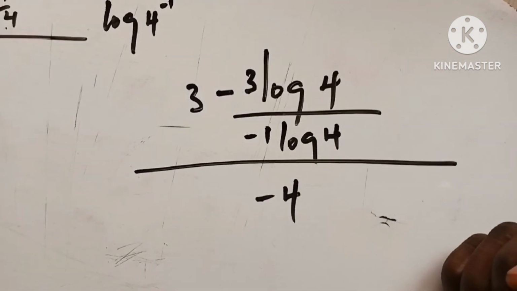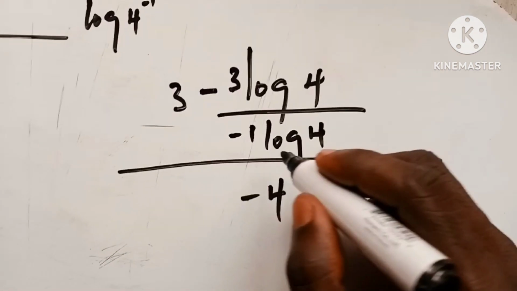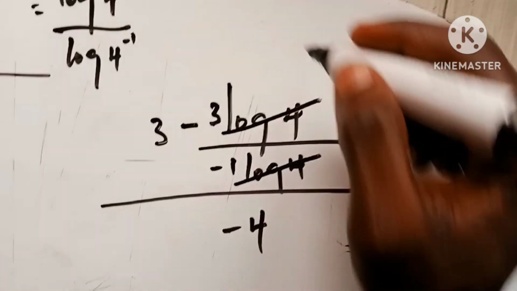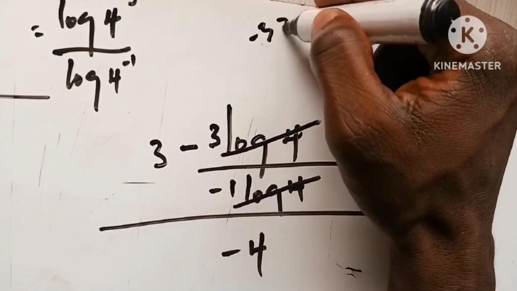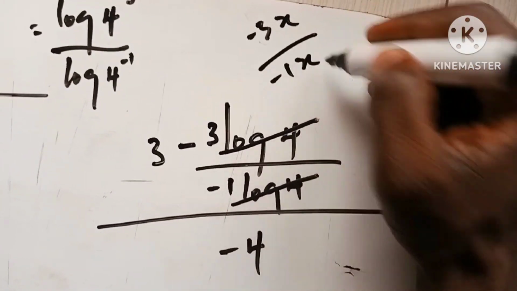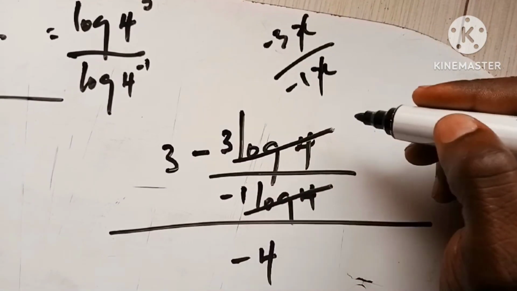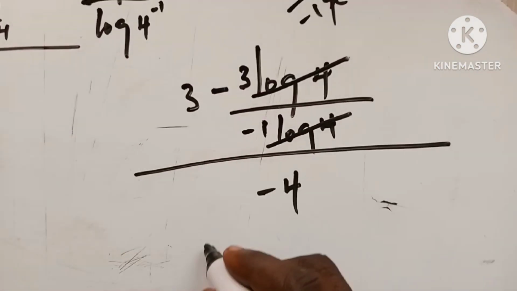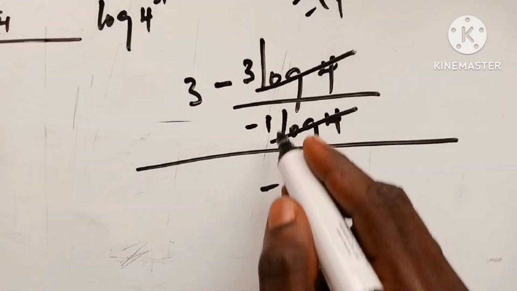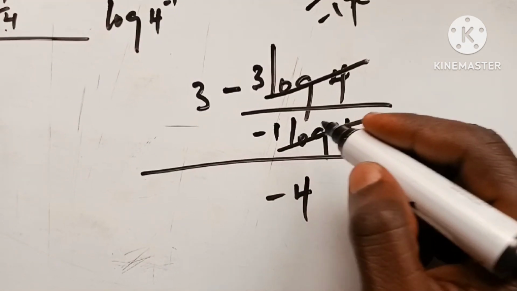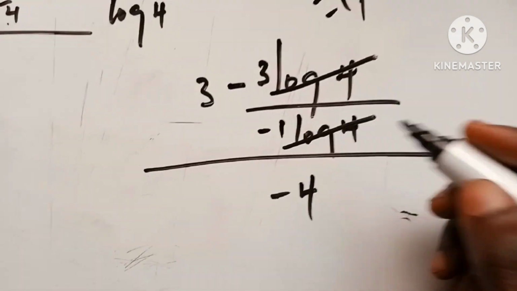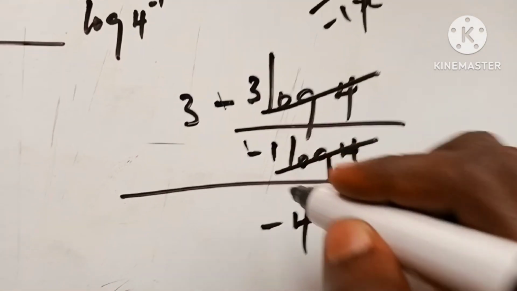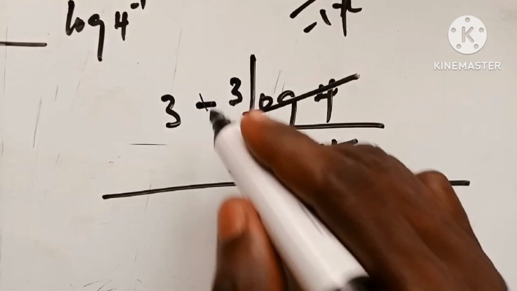So what will be our next step here? That is the point. You can see this log 4 here will cancel this log 4, right? This is just like we are saying that -3x divided by -1x. Can you see the x here goes away, right? So that is the key there. So here we are going to have, what are we going to have here? You can see the negative here will just cancel the negative here. So don't make the mistake of cancelling this negative with that. That is a very simple mistake to make at this stage.